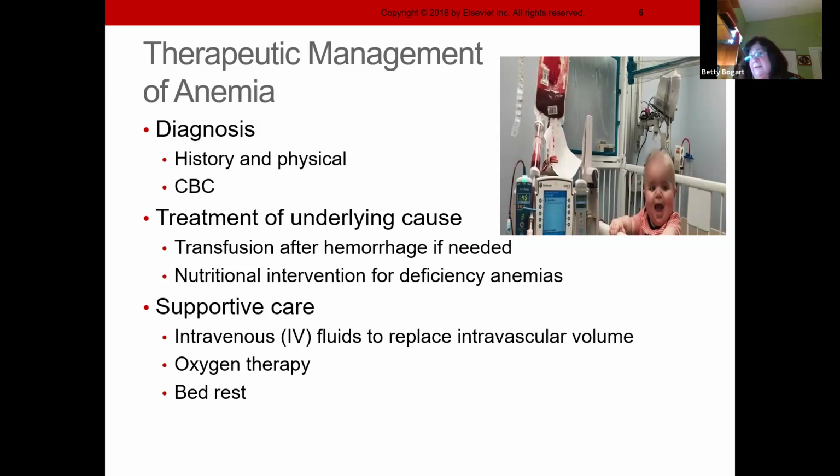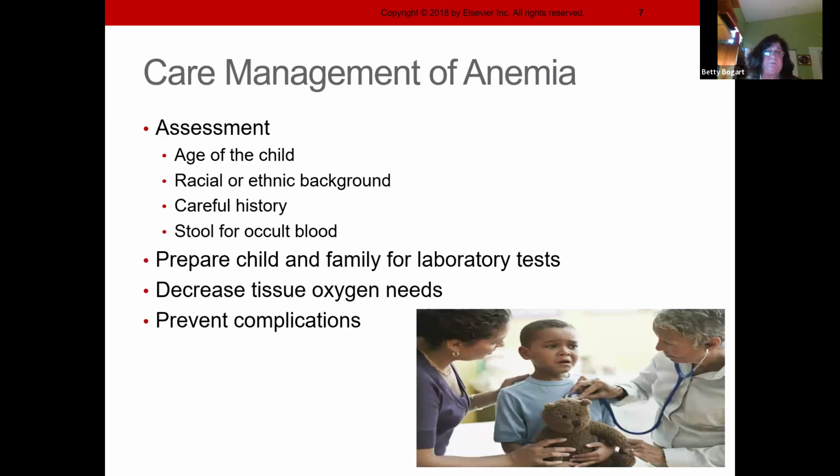And then, of course, rest. Don't overtax these children. Let them rest. These should not be out walking around, ambulating in the hallways. These children, these adults, are not going to feel good.